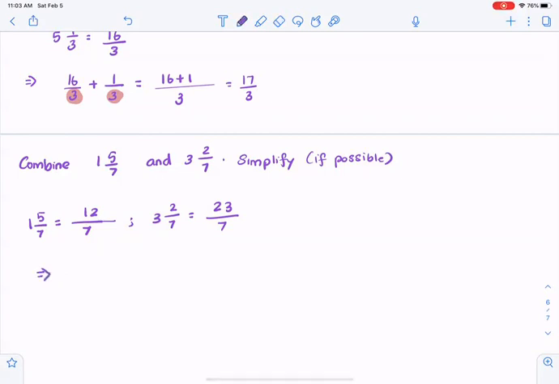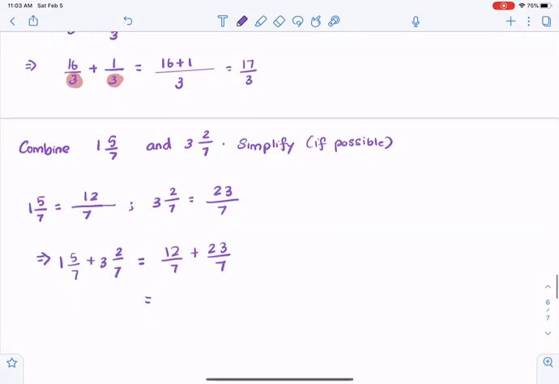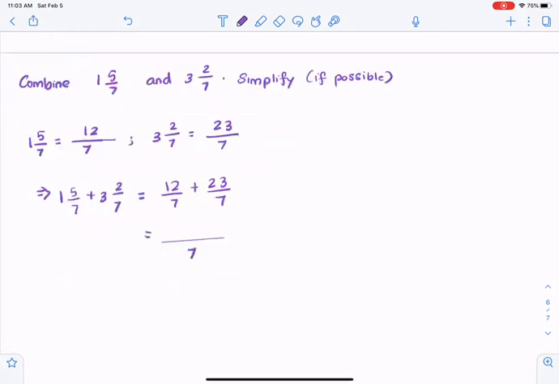Which would simply mean I'm adding 12 over 7 and 23 over 7. A common denominator of 7, add the numerators, 12 plus 23, which is 35. So keep in mind, 7 divides 35, so the answer is 5.